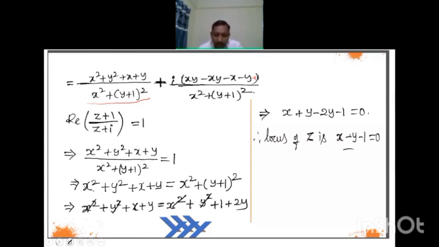Hope this question is clear to everyone. I just ignored the second part as it is not important. You can simply write it as xy minus (x plus 1) into (y plus 1) and leave it as it is. Hope everything is clear, students.